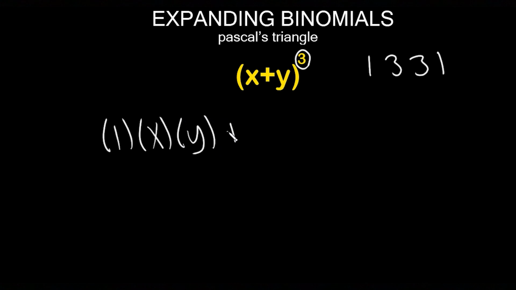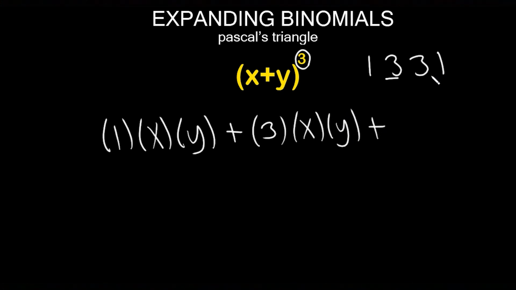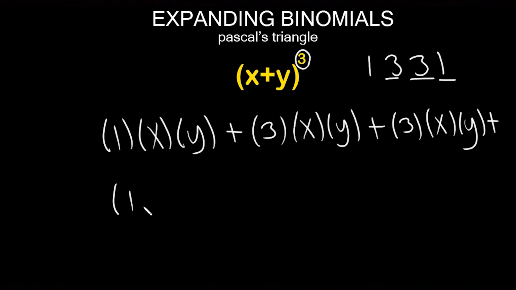Then you're going to put plus. Go on to your next coefficient, which is going to be 3, okay? So I'm going to write 3, and then my first term, x, and then my second term, y. Okay, then put plus. Go on to your next term, which is also going to be 3. I'm going to write 3, then I write x, then I write y, and then I put plus. I go on to my last term, which is 1. So I write 1 times x times y, and there we are.